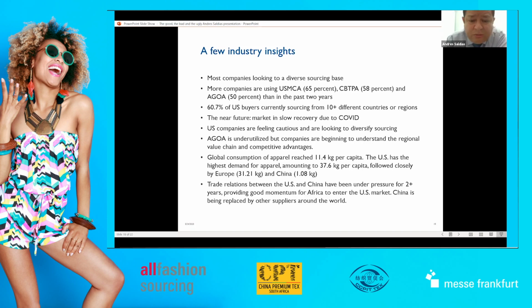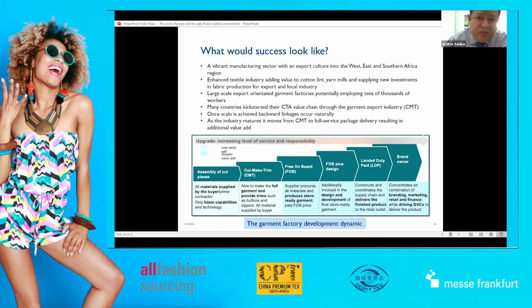As mentioned, trade relations between the US and China have been under pressure for 2.5 years, providing good momentum for Africa to enter the US market. China is being replaced by other countries around the world. AGOA countries are gaining trust and reputation, and several major buyers are already in the region.